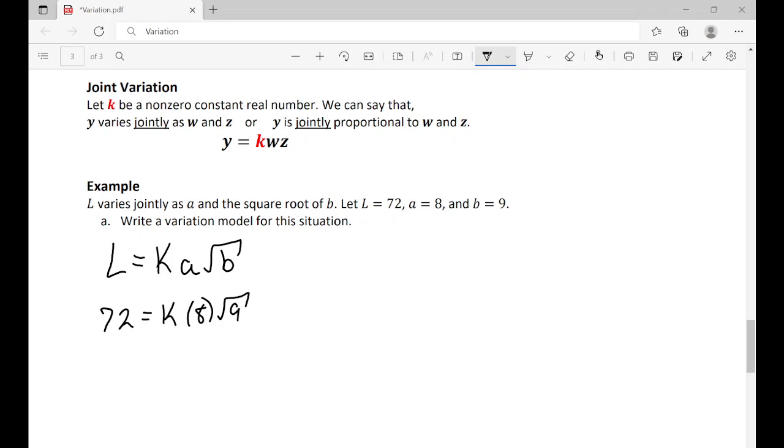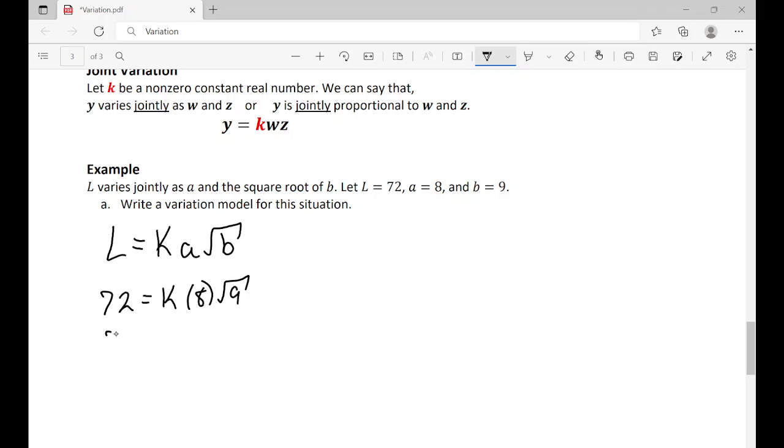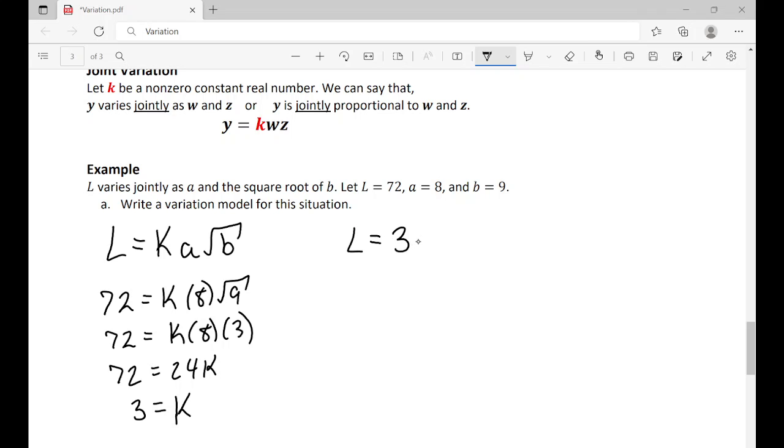And just going to do the arithmetic here. So 72 equals k times 8 times 3. 72 equals 24k. And then divide the 24 over. And I'm going to get 3 equals k. So the correct model for this situation is L equals 3a square root of b.